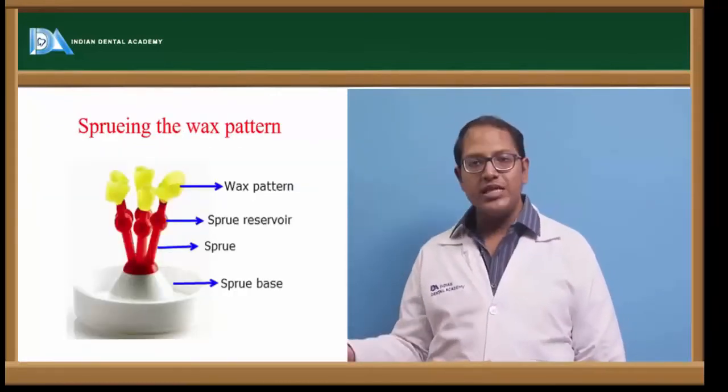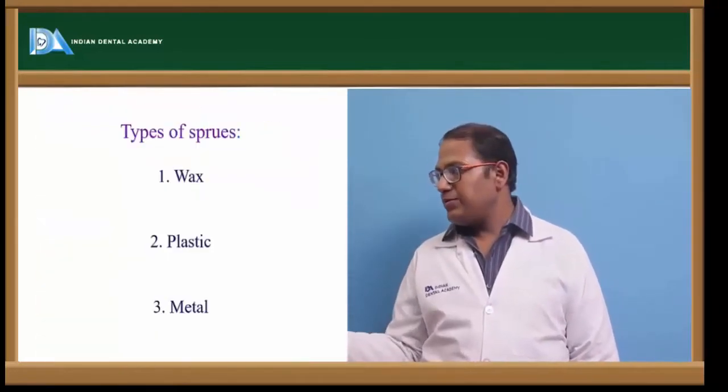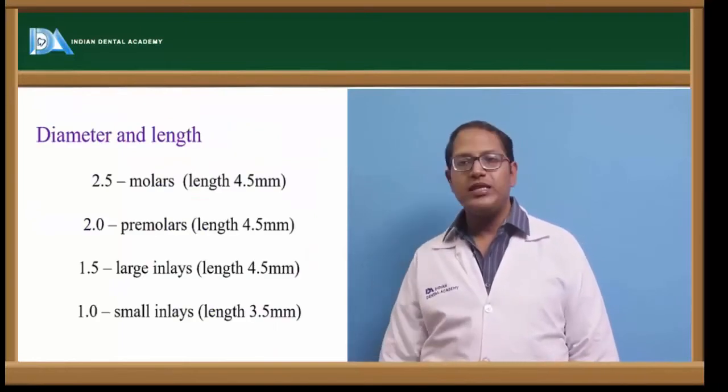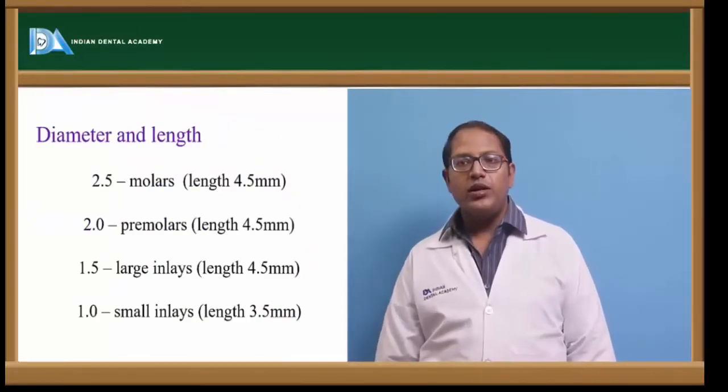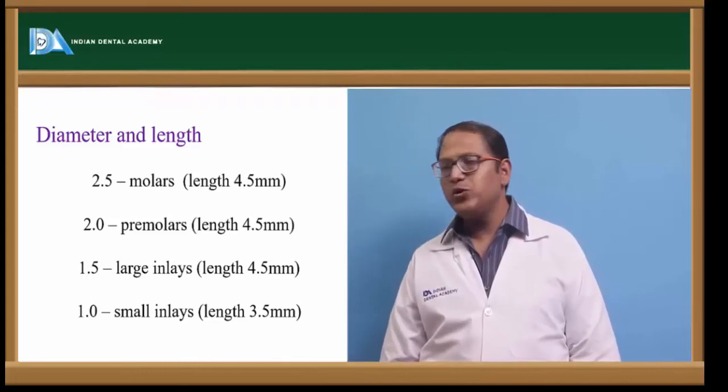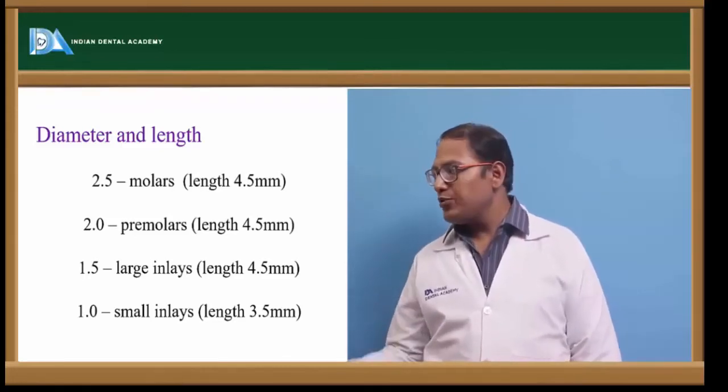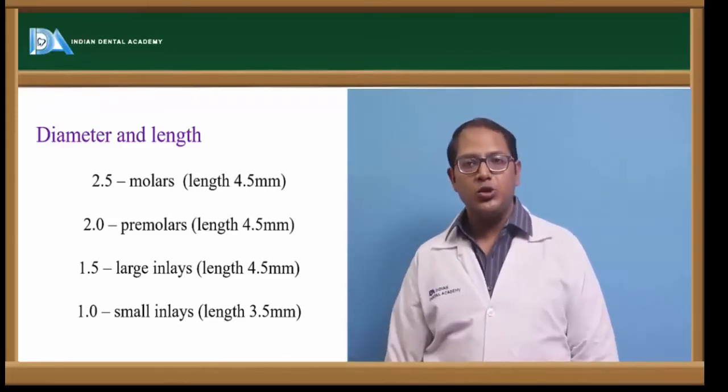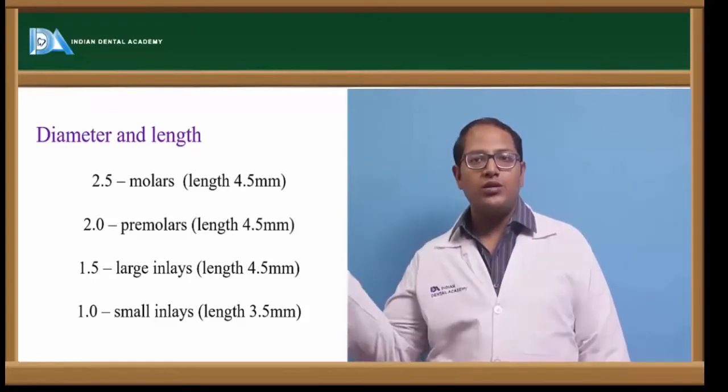You can see multiple sprues attached for a cast partial denture. For a single crown, a single sprue is fine. These are the types of sprue that I spoke about. Coming to the diameter and the length. In general, a larger sprue diameter is recommended because it improves the flow of the molten metal, because the wax has to burn out and the metal has to go in.